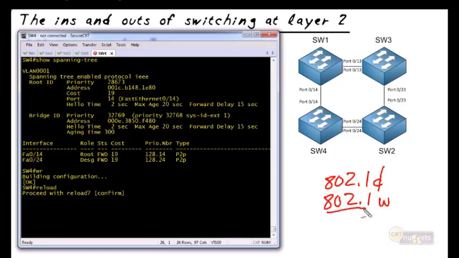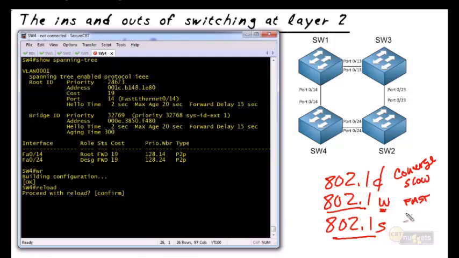So this is the group that was responsible for the standard, and that refers to the standard itself. So 802.1w is rapid spanning tree. There's also another flavor called 802.1s for multiple spanning tree, which we'll save for another day. So this converges slow. Convergence time is slow, fast. And 802.1s is also fast. They borrowed most of the features in rapid spanning tree and put them into multiple spanning tree.